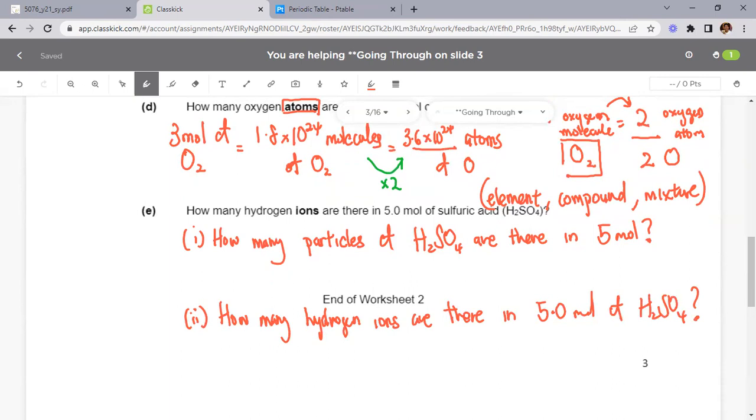First, find out how many H2SO4 are there in 5 mole. After that, go into how many hydrogen ions are there. So go and try E part 1, try E part 2 now. Maybe I'll give you about 2 to 3 minutes to go and figure it out. After that, at 11:28, I'll go through the answer. Okay, so please carry on.